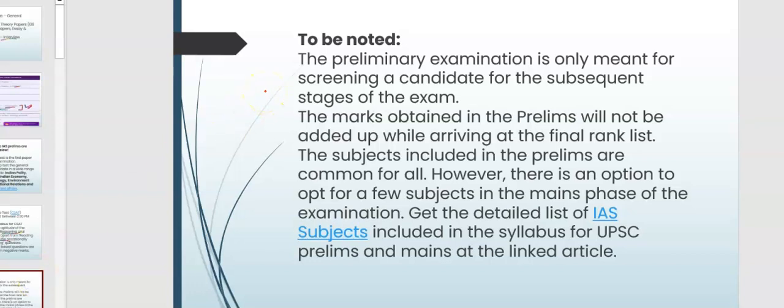To be noted, the preliminary examination is only meant for screening a candidate for the subsequent stages of the examination. Very important. The marks obtained in the prelims will not be added up while arriving at the final rank list. The subjects included in the prelims are common for all. Clear? However, there is an option to opt for a few subjects in the mains phase of the examination.